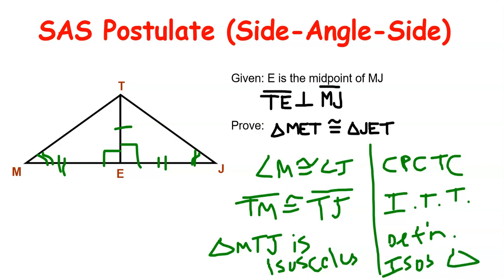So CPCTC gives us access to a whole lot more information than we had before. Pretty much any time we use congruent triangles in proofs, it's because we want some extra information about a piece of the triangles that we didn't know originally as part of the congruence postulate, and that's where CPCTC comes in.